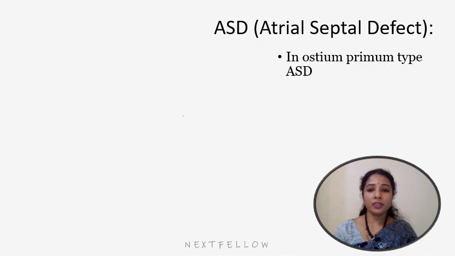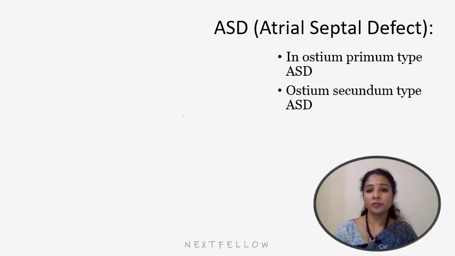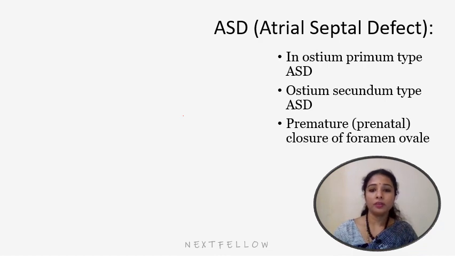So atrial septal defect shunts the blood from the left atrium to the right atrium, because of which there is hypertrophy of the right atrium, right ventricle and the pulmonary trunk. Mixing of oxygenated and deoxygenated blood occurs, producing cyanosis. So there are basically two types of atrial septal defects: ostium primum atrial septal defects, ostium secundum type of atrial septal defects, and premature closure of foramen ovale, early closure of foramen ovale.